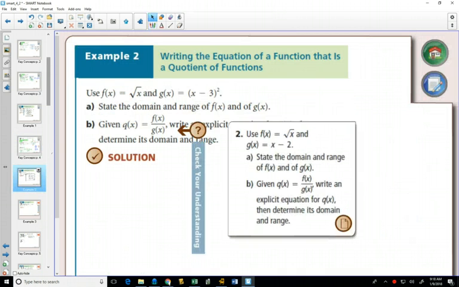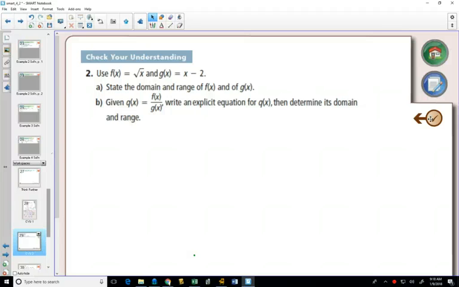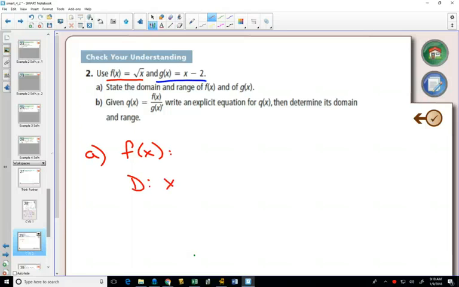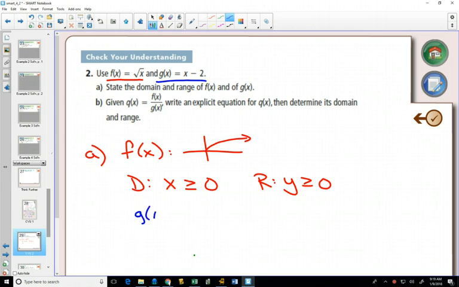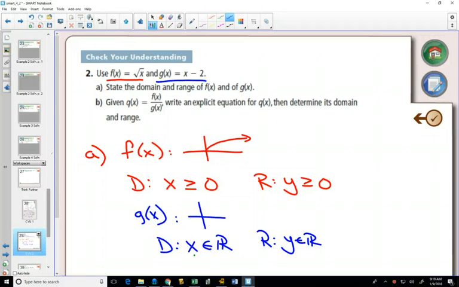Let's do example 2, and then I'll give you some time to work on some of these. We've got a square root graph and a line. State the domain and range of each of them. So I'll make this one my red graph, this one my blue graph. For f of x, the domain is bigger than or equal to 0. The range is bigger than or equal to 0, right? We know what the shape of that graph looks like, so we can say the domain and range quickly. For g of x, it's a line. The domain is everything. The range is everything. If we wanted to, we could draw that line to imagine it.